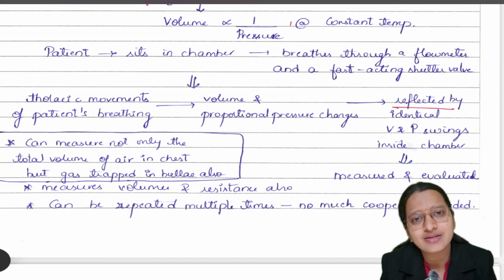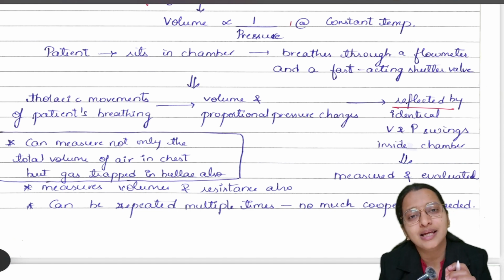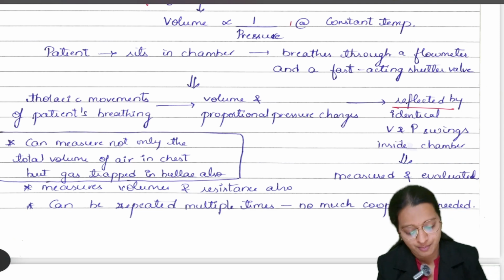The advantages are it gives us the volume present in bullae also, and also it is a better and easier way to perform. Okay.